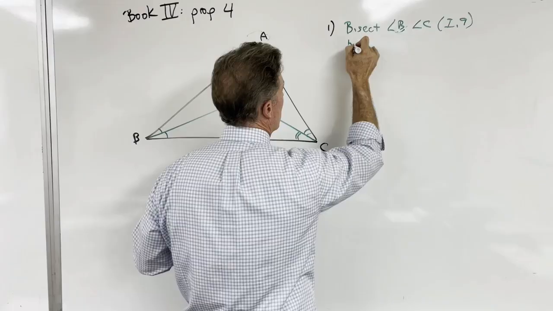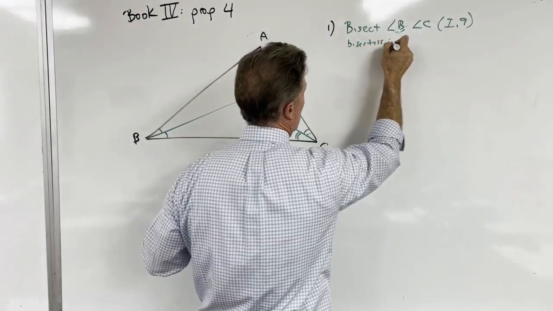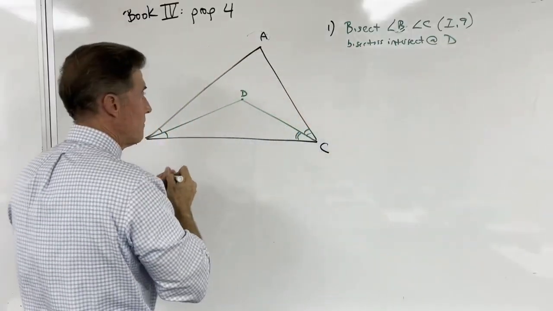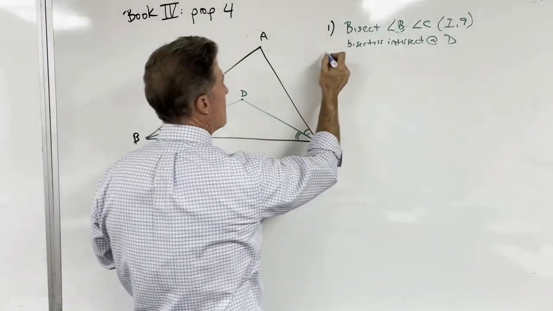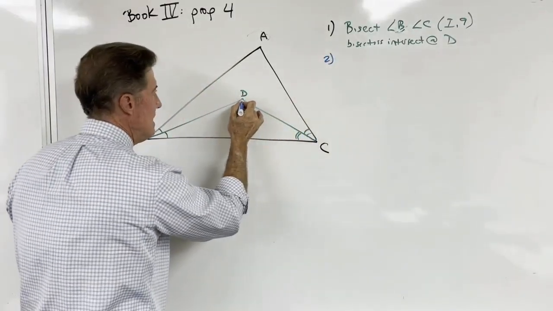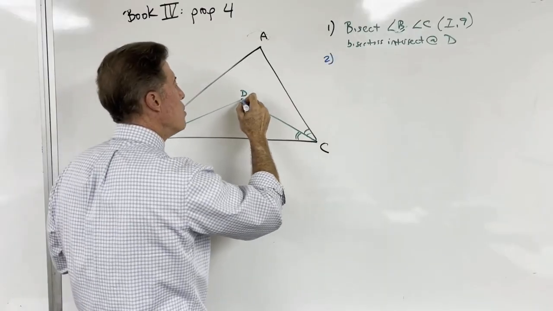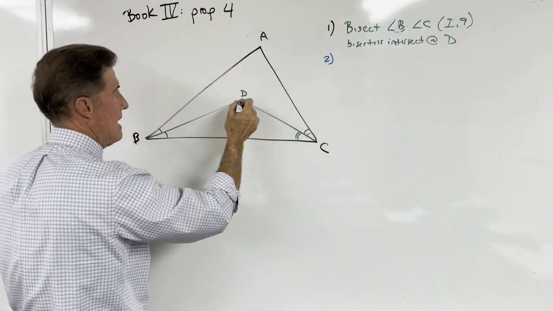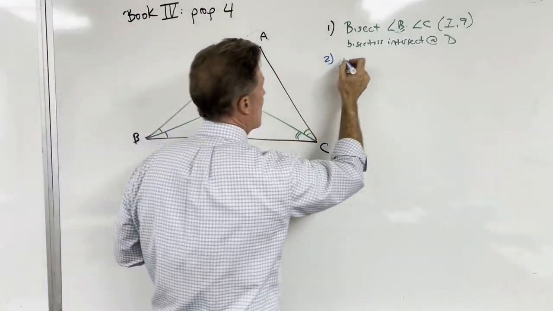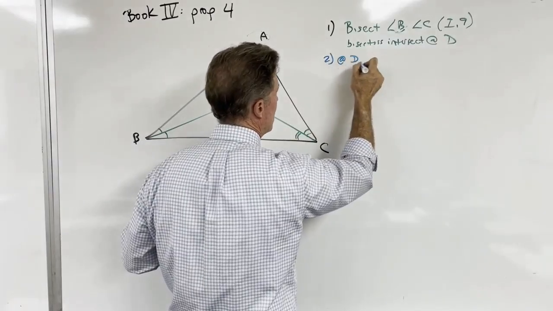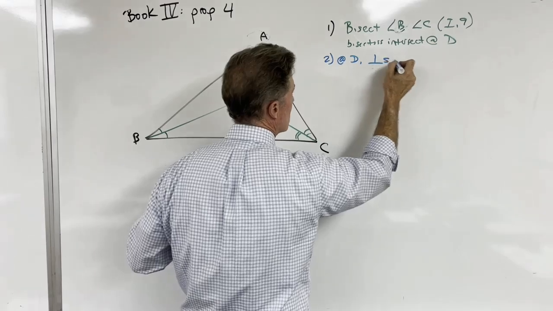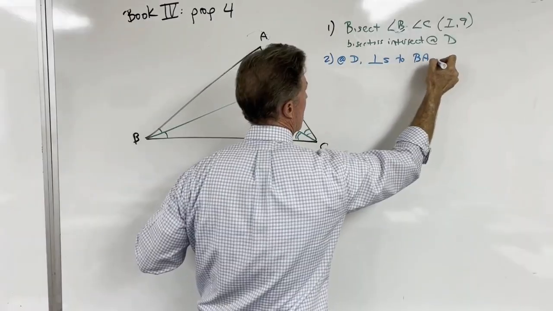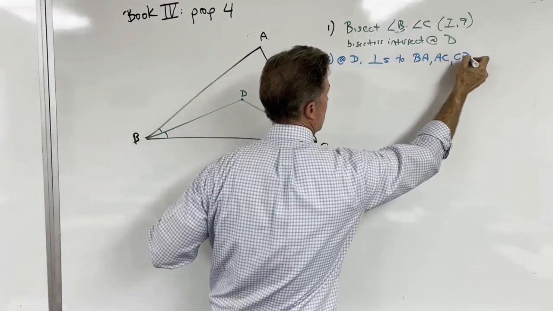Okay, so the bisectors intersect at D. The second step is at D, we're going to draw lines that are perpendicular to AC, CB, and BA. So here, here, and here. And we can do that. So starting at point D, we're going to draw perpendiculars to all three sides. So perpendicular to BA, AC, and CB.